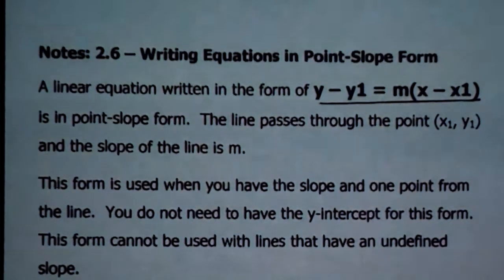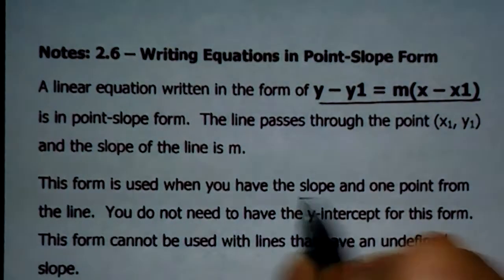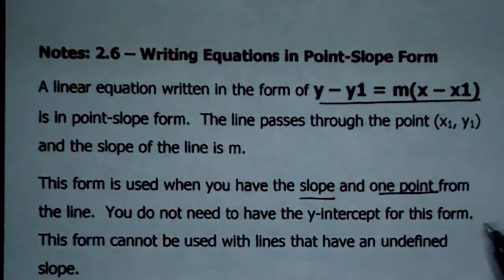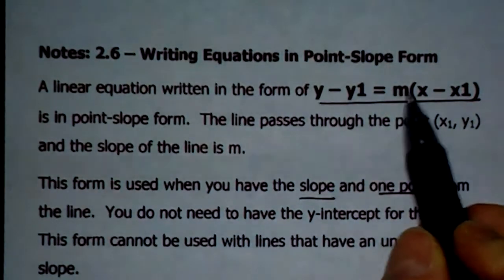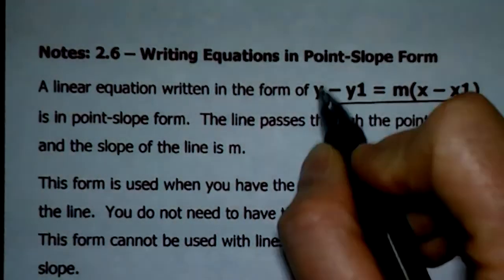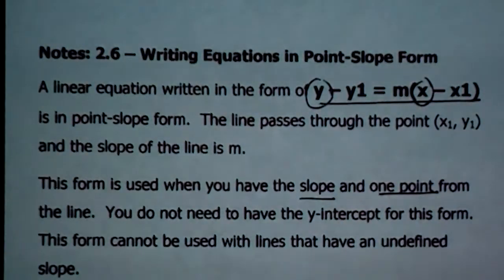This form is used when you are given the slope and 1 point from the line. So the x1, y1 in this is 1 point from the line, and the m is the slope. The y and x are going to stay letters just like they did in all the other equations. You don't need to have a y-intercept in this form. This form cannot be used with lines that have undefined slope.